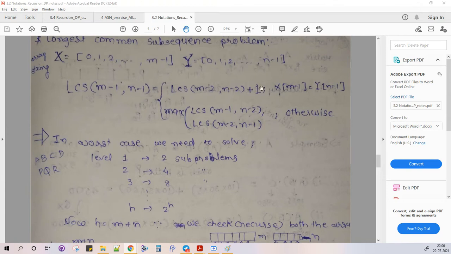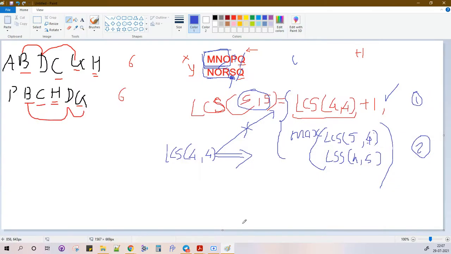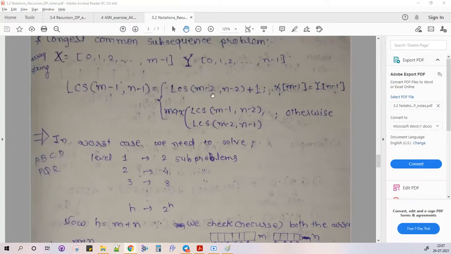Is nothing but increase the count by 1 if we have found the match. If there is a match between these two elements m minus 1 and n minus 1, just increase the count by 1 and discard those elements, right? Discard q and q because we have found the match. So your problem is reduced to m minus 2, n minus 2. First case is solved.